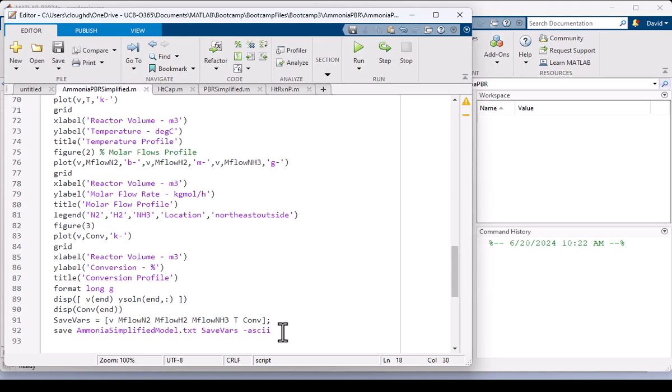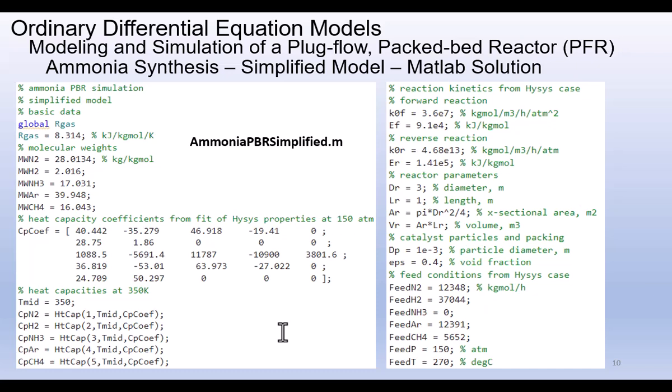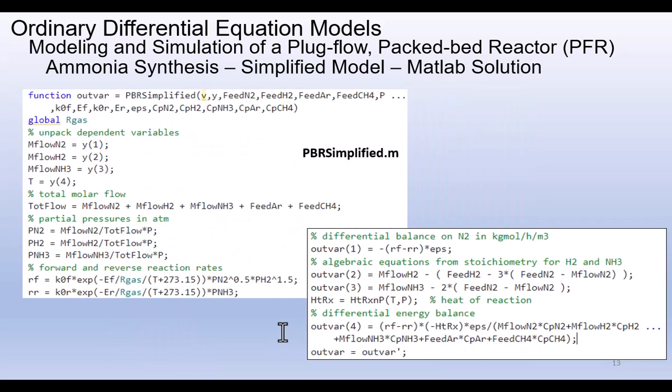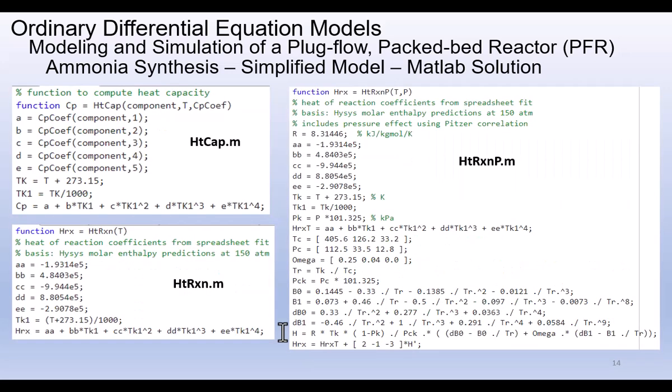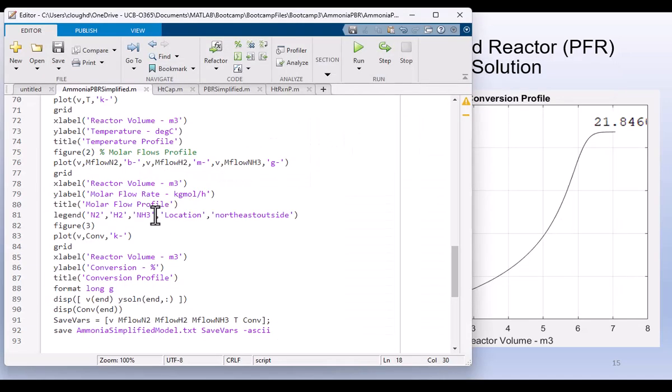Let's pop back over to the slides and just see that that's all present there for you. It takes several slides, but this is the main script, Ammonia PBR simplified, all the way to the end. And then we have the function that computes our derivatives and algebraic requirements. And then we've got our supporting functions. And then we'll come back and run the model so you can see how it works.